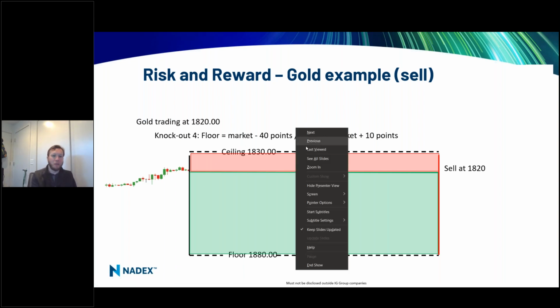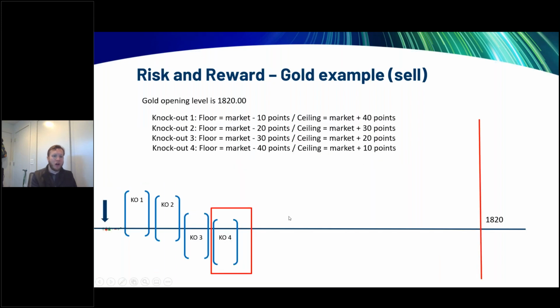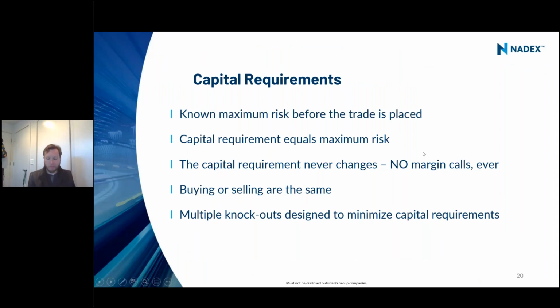And so you can see in both of these examples, you have the same risk reward proposition, whether you want to be on the buy side or the sell side. And that's because there are 4 different knockouts that you can trade at any time. So when we get into the platform, we'll really deep dive into the exact calculation of what you're actually getting in, and what your maximum potential profit is.